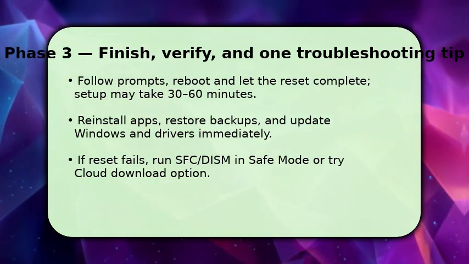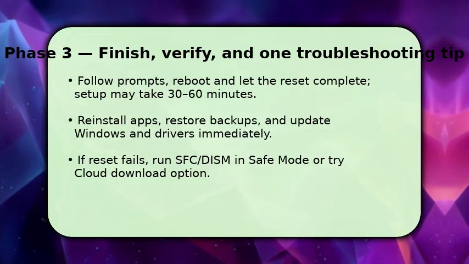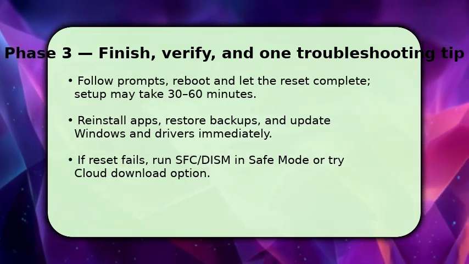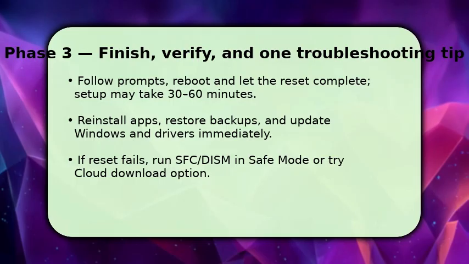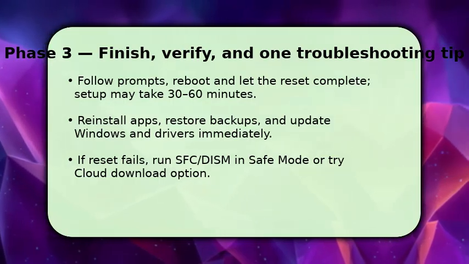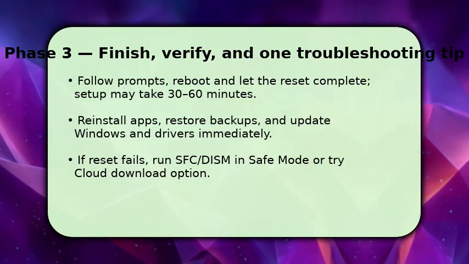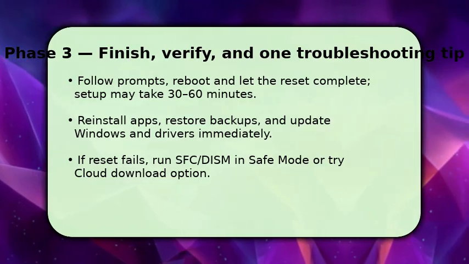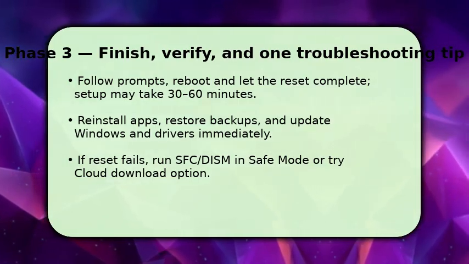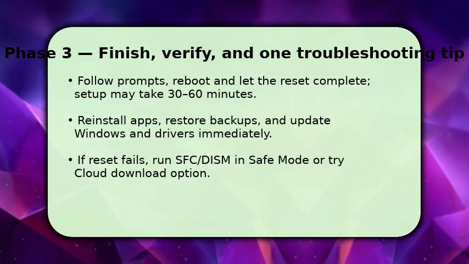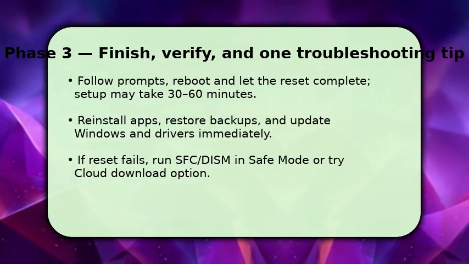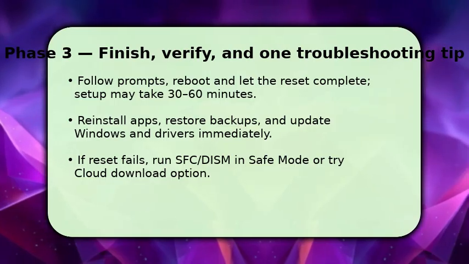Once Windows is back, reinstall applications, restore your backed up files, and immediately run Windows Update and driver updates to ensure stability. If something goes wrong, say the reset fails during reinstall, boot into safe mode and run SFC and DISM to repair system files, or retry using the Cloud Download option to bypass corrupted local images.